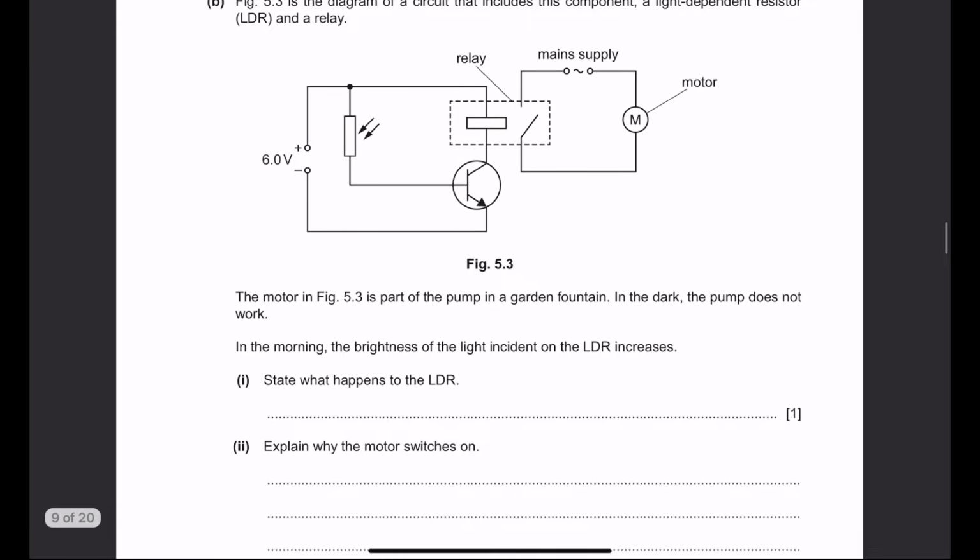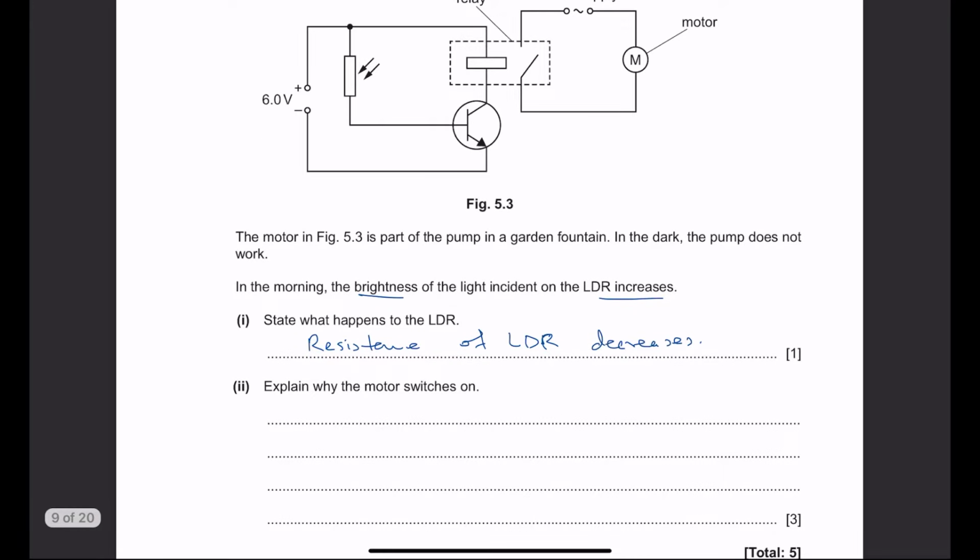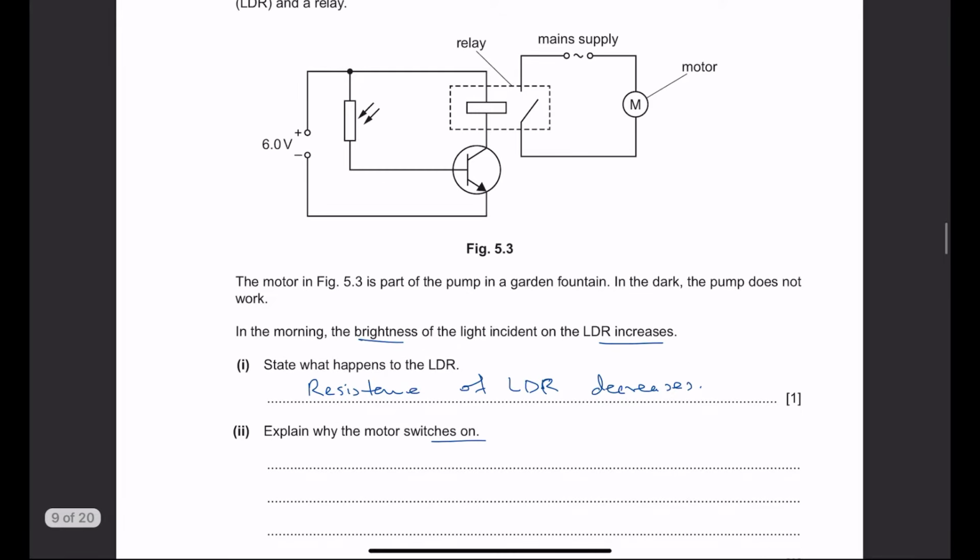You are being asked what happens to the LDR if the brightness increases. Well, first of all, we're going to say the resistance of the LDR is going to change, and it's a reverse relationship. If the brightness increases, the resistance of the LDR decreases. And they're asking, explain why the motor switches on. You can clearly see that the motor is totally not connected to this power supply. It doesn't have anything to do with the LDR. So then how does it switch on?